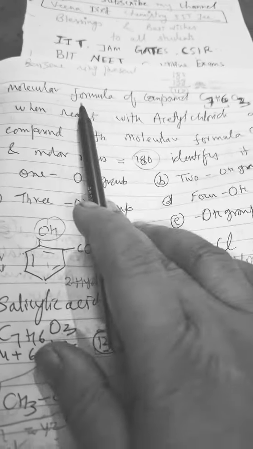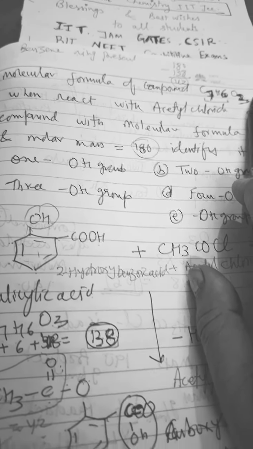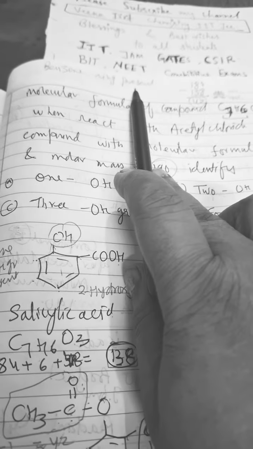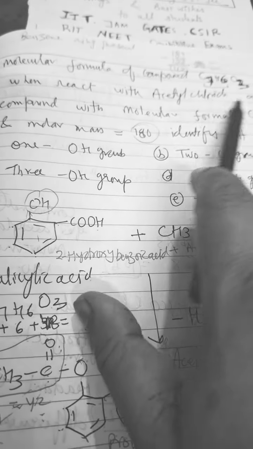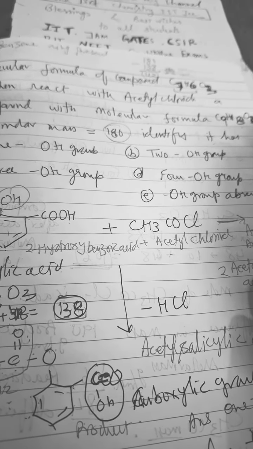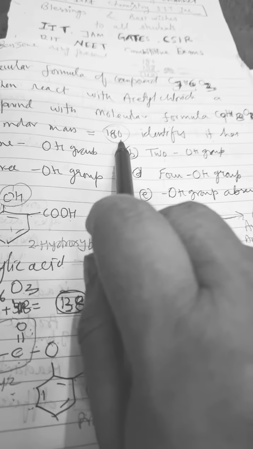Thank you for watching. The molecular formula given is C7H6O3. This molecular formula tells us that there is benzene present and 3 oxygens are also present. We will see that when it reacts with acetyl chloride, a compound with molecular formula C9H8O3 is obtained. Okay, and the molar mass is 180.